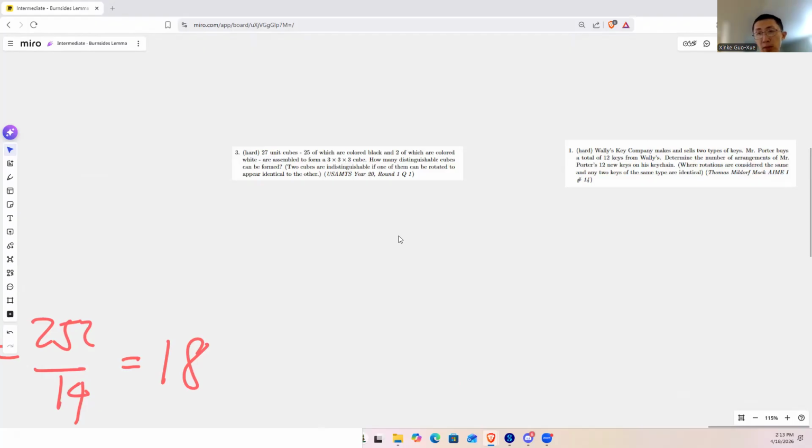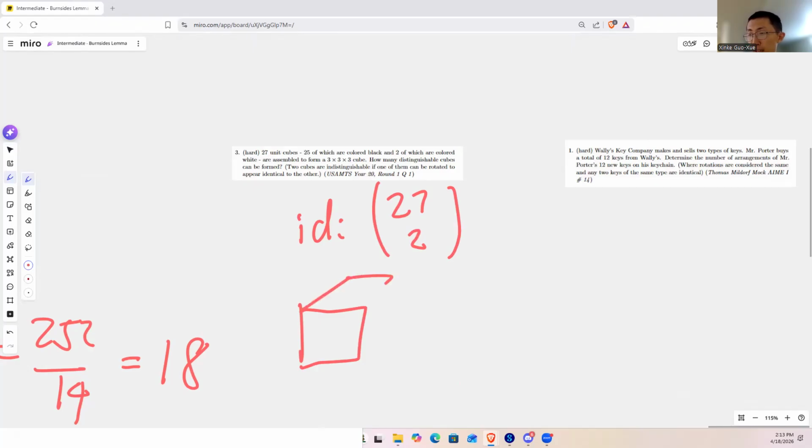Okay, let's talk about it. So the identity, we'll use Burnside's lemma. The identity fixes 27 choose 2 of them. Next, a 120-degree rotation about a space diagonal. This partitions the cube into sets of three, like the order of this element is three. So the only way two of them can be white is if they're both on the space diagonal. So there's 3 choose 2 ways.